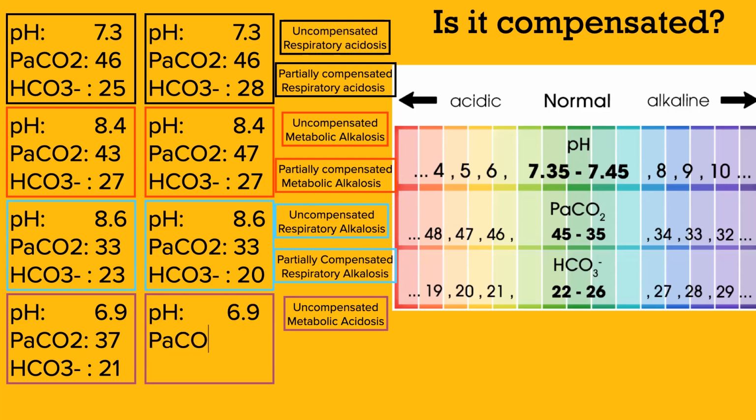pH is 6.9. PaCO2 is 33. And your bicarb is 21. pH is acid or base? Acid. PaCO2, acid or base? Base. And bicarb, acid. So what travels with your pH? Bicarb, on the acidic side. So this is metabolic or respiratory? Metabolic. And is it compensated or uncompensated? Partially compensated. So in full, it is partially compensated metabolic acidosis. Awesome.